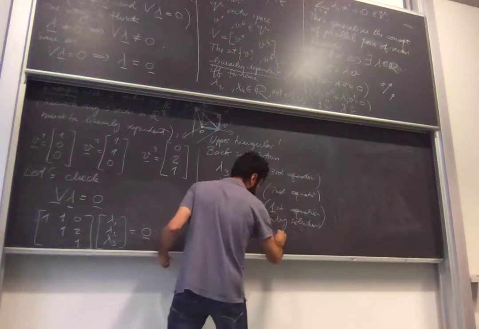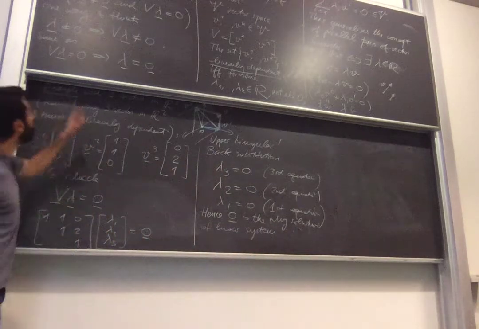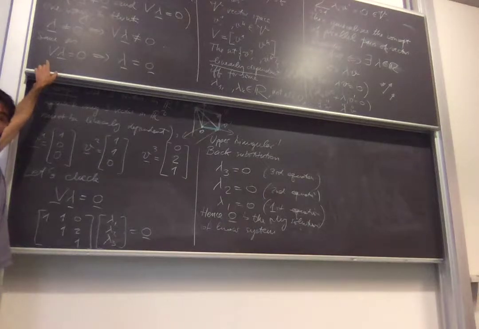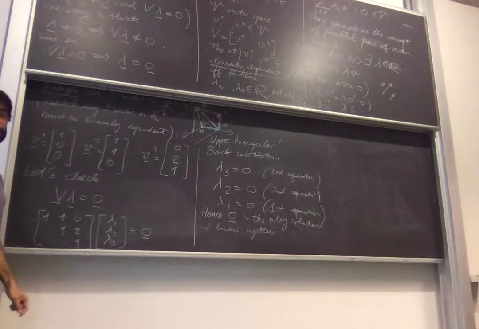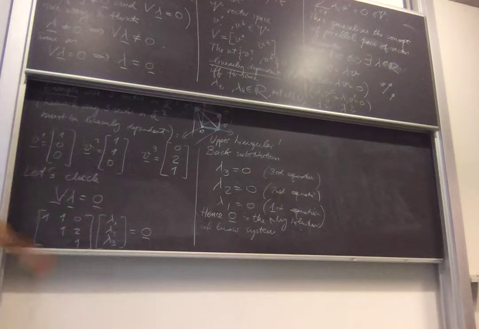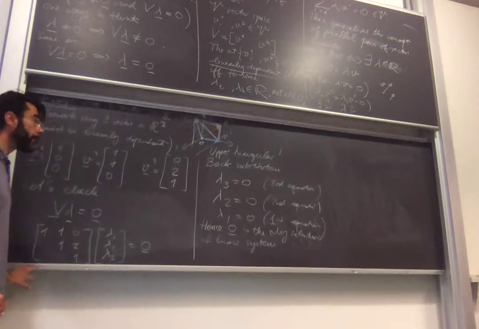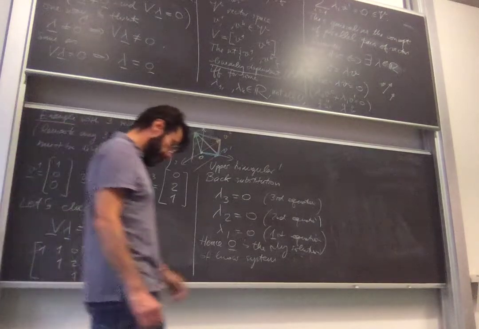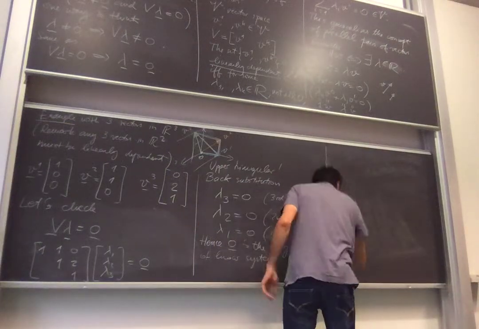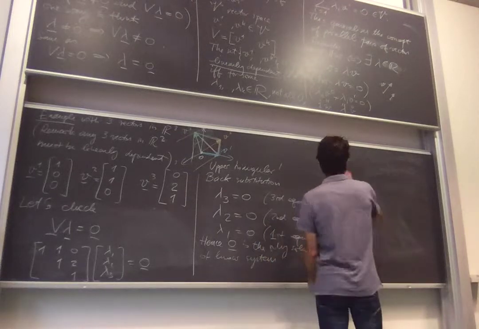And therefore, this conforms to the idea that V lambda equals 0 implies lambda is equal to 0. And therefore, we can declare these 3 vectors to be linearly independent. And geometrically it means that they... okay. So another concept that is very important is the concept of span.